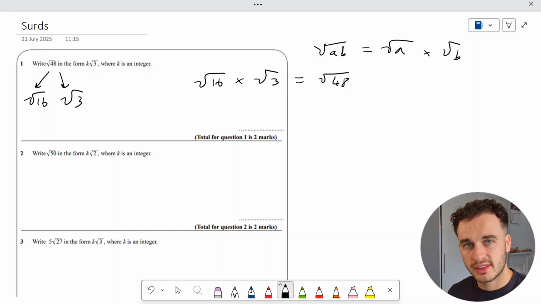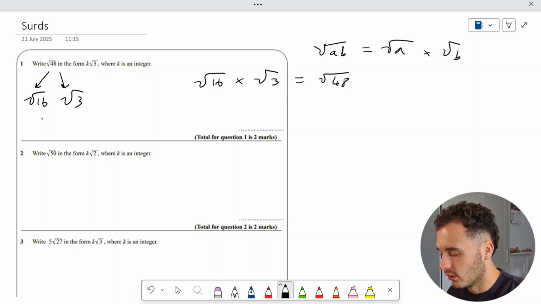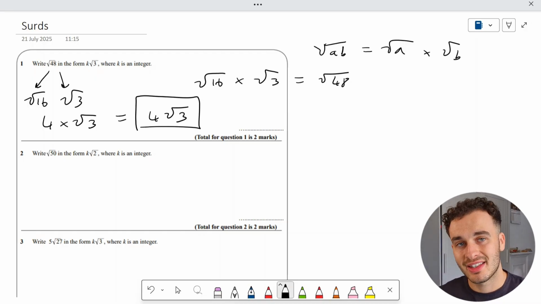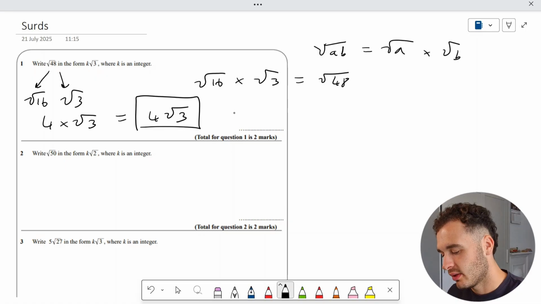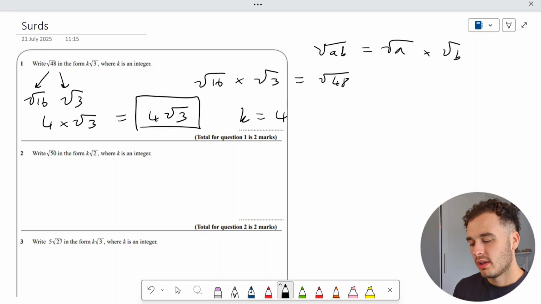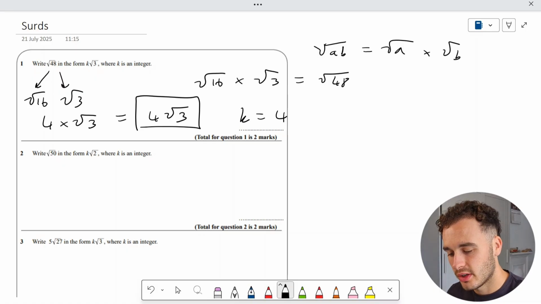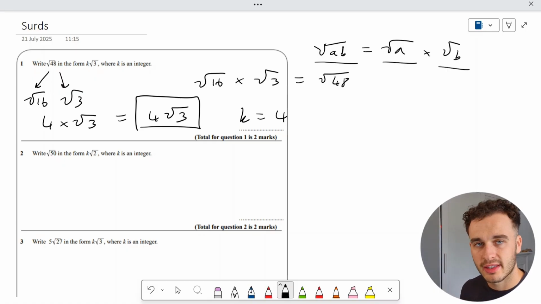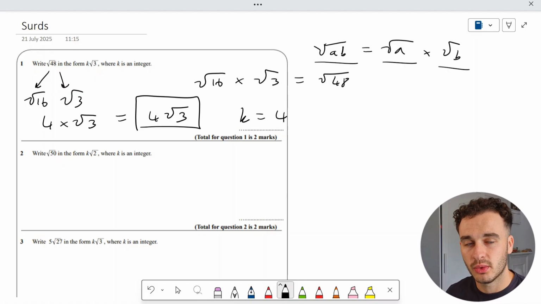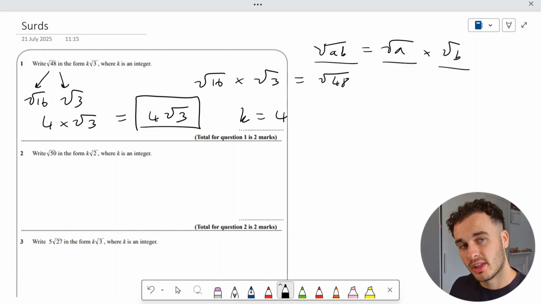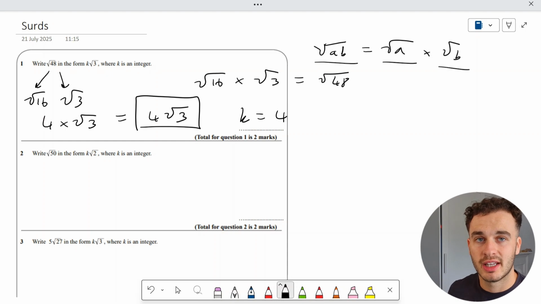But the square root of 16 is what? Well, it's 4. So we can say that this is the same as 4 times root 3, which is 4 root 3. So that is your fully simplified surd, and that is in the form k root 3, where k equals 4. So that's our first rule to understand, that root A times by root B is root AB, and that helps us to simplify surds. And all surds are, they're just the roots of numbers, the square root of numbers that we have to simplify and manipulate in some way.